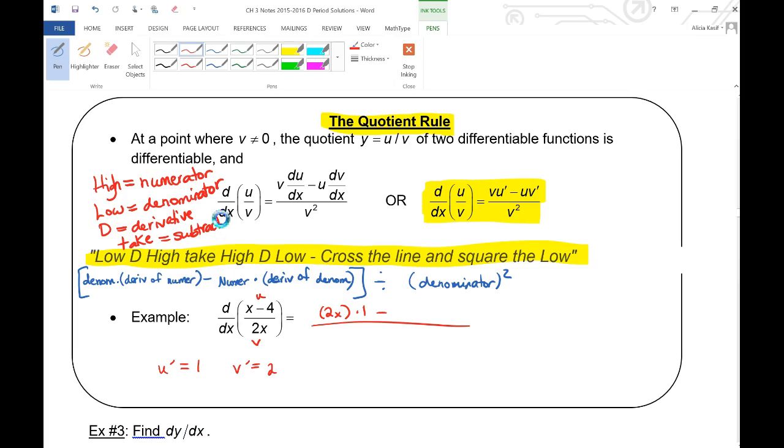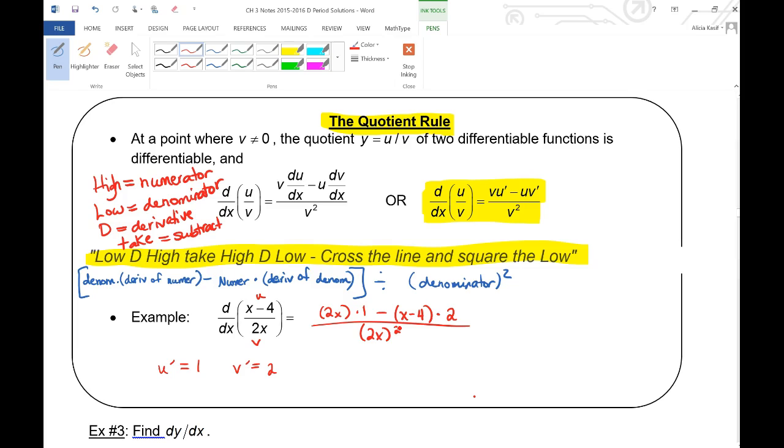Okay? So that helps more. Take high d low: take the numerator times the derivative of the denominator. So the numerator is x minus 4 times the derivative of the denominator, 2. Then it says cross the line. So here's my line. We're going to cross it, and we're going to square the low. Don't forget to put it in parentheses so you don't have to square the 2.